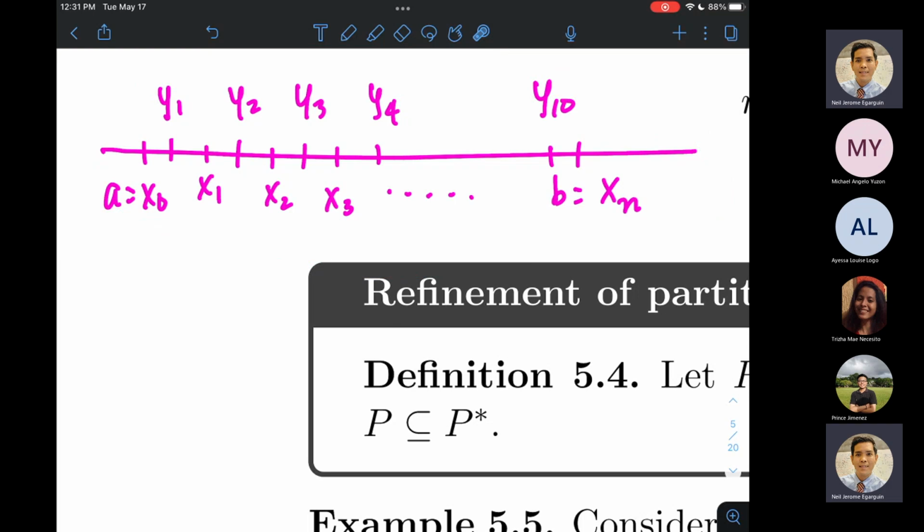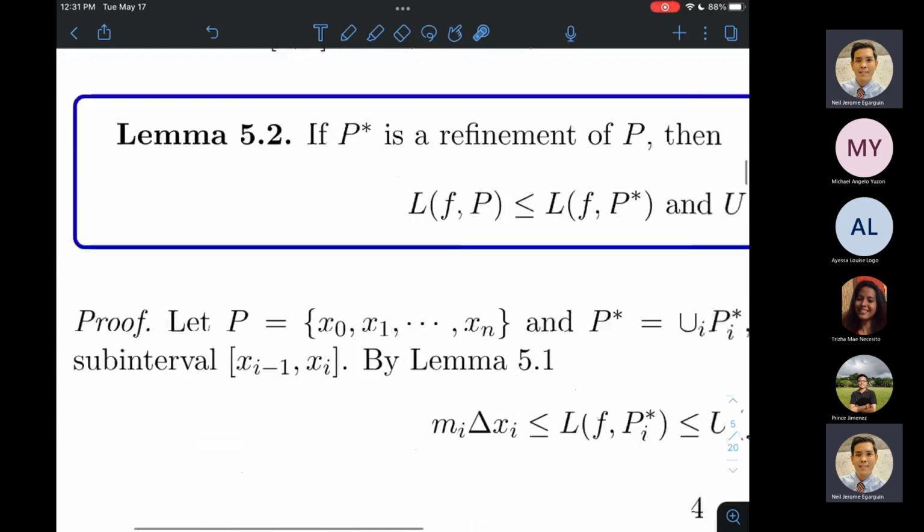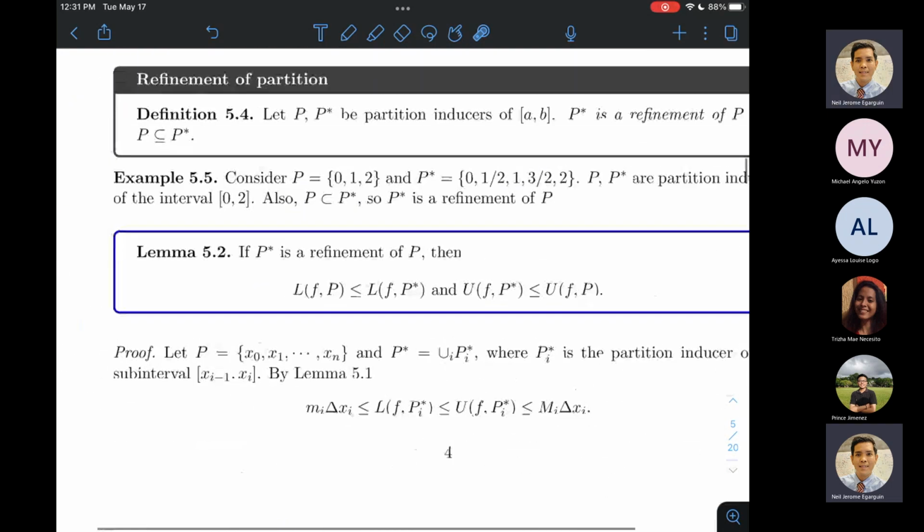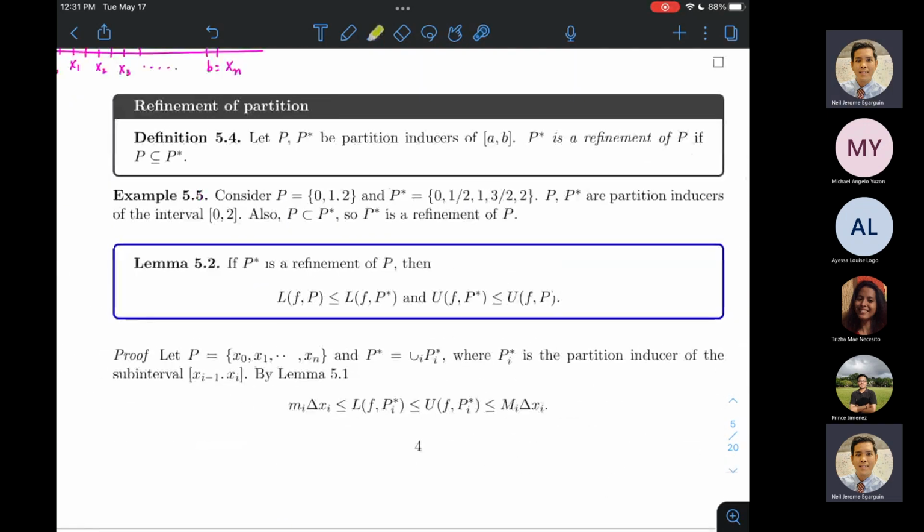Kasi mas pino na o mas maninipis na yung mga subintervals dun sa partitions induced by P star. Okay? Tapos titingnan natin ano yung epekto ng pagre-refine ng isang partition inducer dun sa value ng lower at saka upper Riemann sum. Okay? So, okay. So, meron lang ditong isang example ng partition ng refinement.